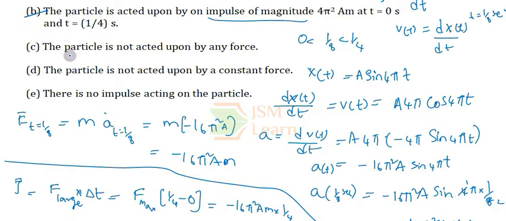Coming to option C, it says that the particle is not acted upon by any force. It is wrong, because we have seen that the particle was acted upon by a force f of t, and we have calculated that also. So our option C is wrong.